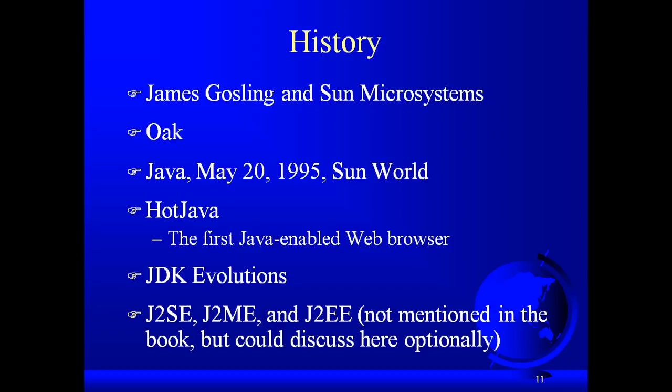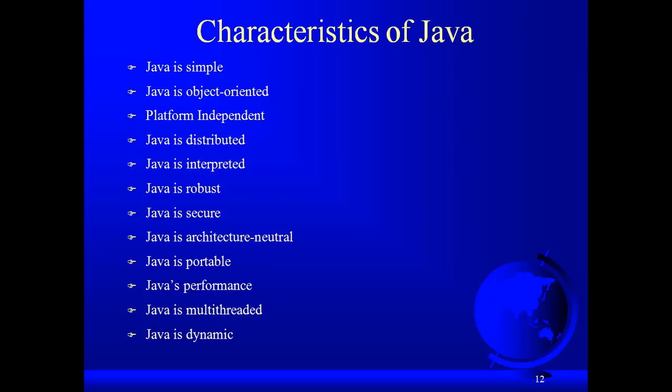What are the main characteristics of Java? Java is simple, object oriented, platform independent, distributed, interpreted, robust, secure, architecture neutral, portable, high performance, multi-threaded, and dynamic. These are the various features of Java.